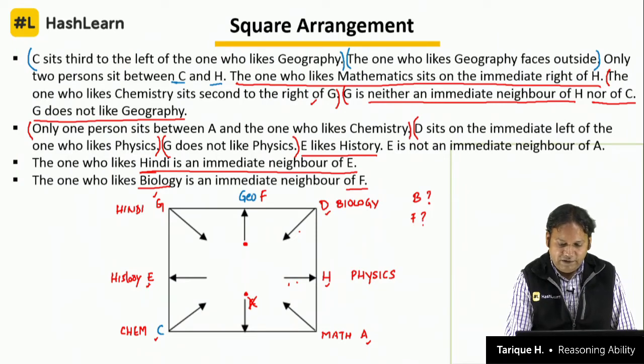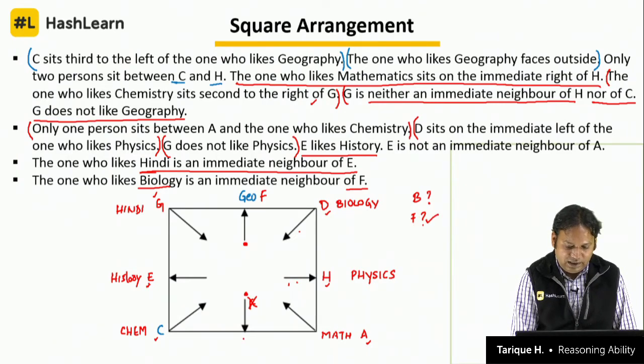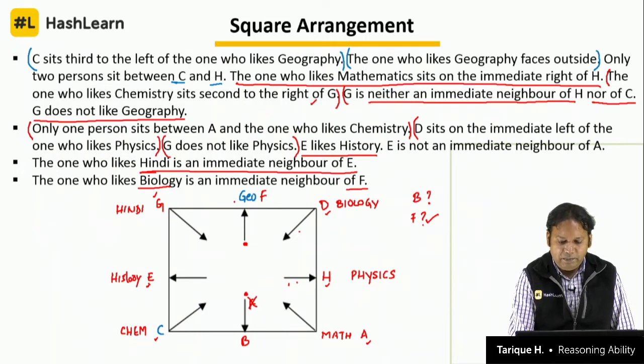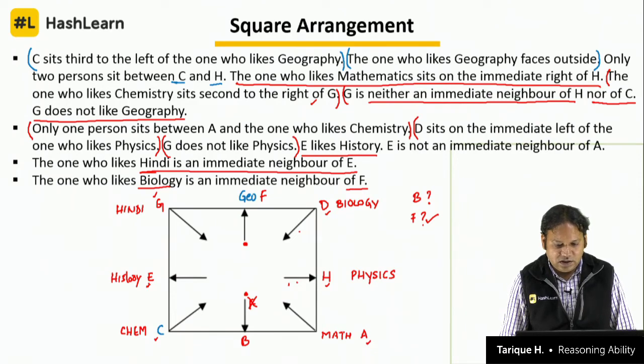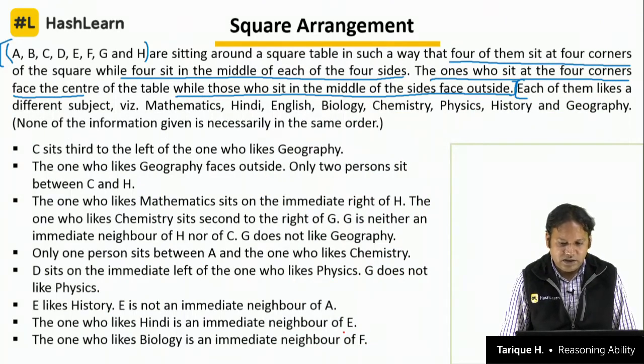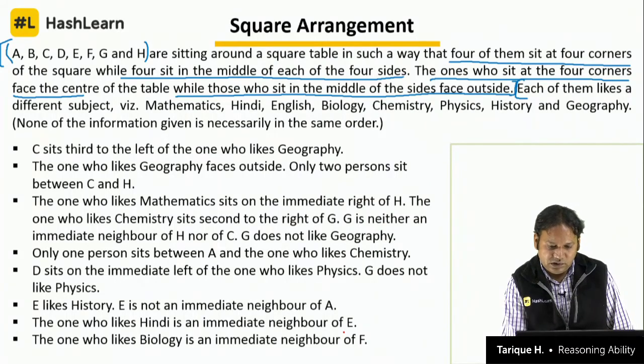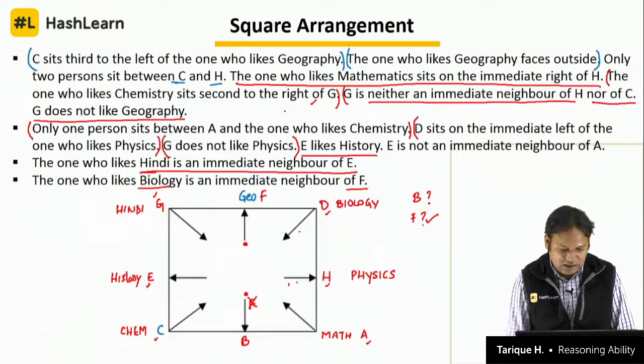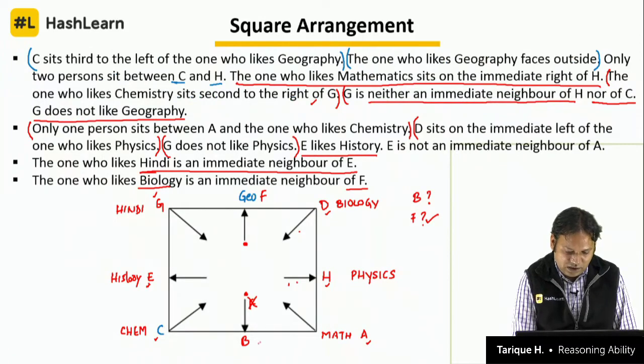Now the other person F we now know, so B will automatically come here. We know chemistry, history, Hindi, geography, biology, physics and math. So which is the subject that is not mentioned here? So the subject that is not mentioned is English, okay. So English is left out, so we'll just write down here English, and that will complete our entire table.